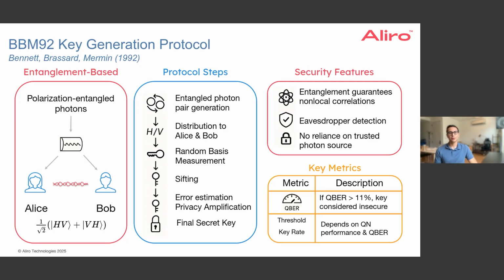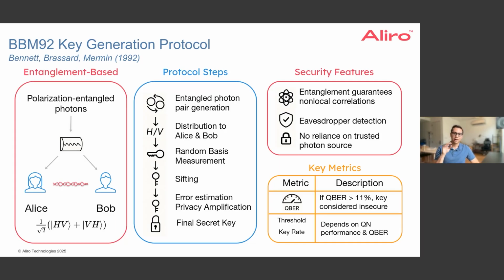So just to summarize, what are the key security features of BBM92? Well, entanglement is essentially guaranteeing these non-local correlations between Alice and Bob at the quantum level. And we're leveraging that, we're measuring that to generate secure keys. And in the process, through that error estimation step, we can do what's called eavesdropper detection. This is a very nice security property unique to quantum cryptography. So we can actually detect if there was some adversary or eavesdropper trying to mess with the quantum signals.